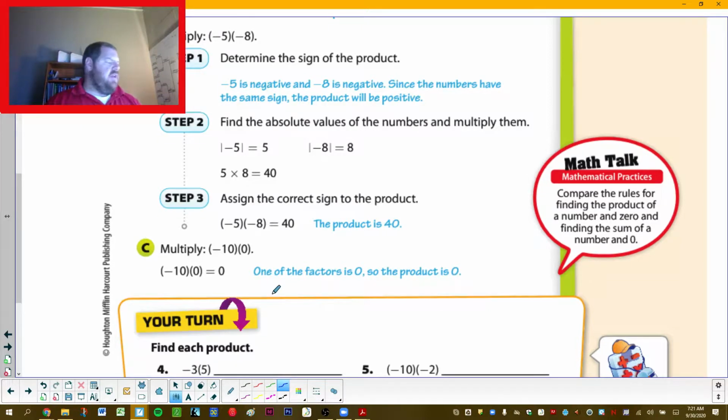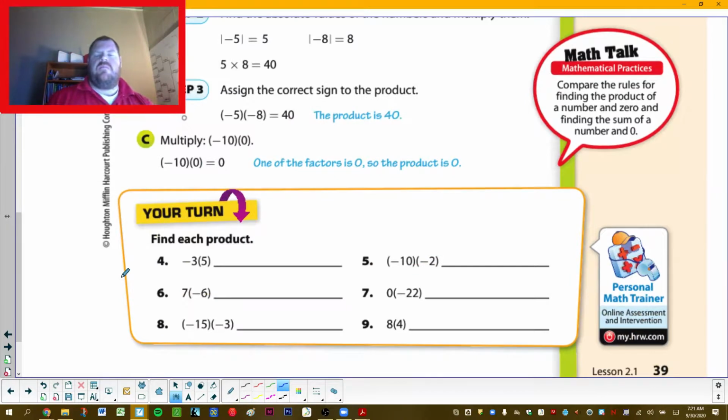Let's look at the your turn problems here, and we'll end with these. Okay, negative 3 times 5. The opposite of 3 groups of 5. 3 times 5 is 15. There's one negative there, so we have negative 15. Negative 10 and negative 2. They're the same sign, so it's going to be a positive. 10 times 2 is 20.